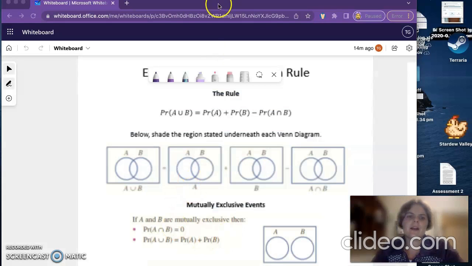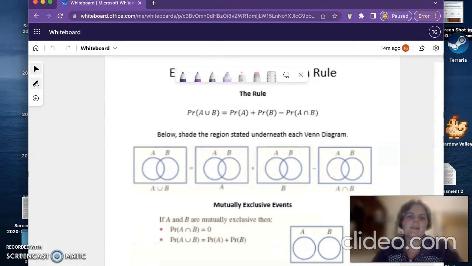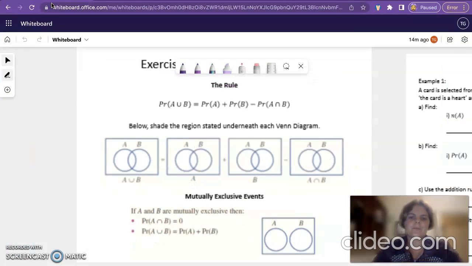Now let's have a look at this new rule. Our addition rule is as follows. The probability of A union B, meaning the probability that something is either A or B, equals probability of A plus probability of B minus the probability of A intersect B. So minus the probability of A and B.